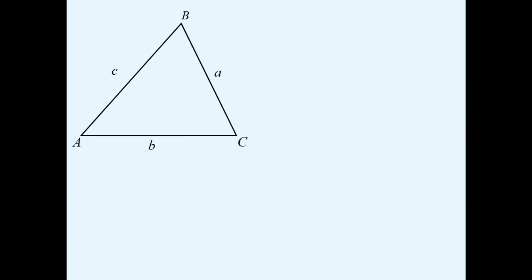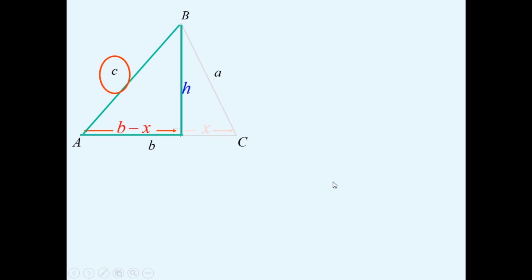So let's go through the derivation of the law of cosines, the formula, and how I prove it. Let's say we have a triangle here, and we draw the height. The whole base here is b. Let's say this minor segment is x, which means the rest of the segment is b minus x. And now we do have this right triangle here.